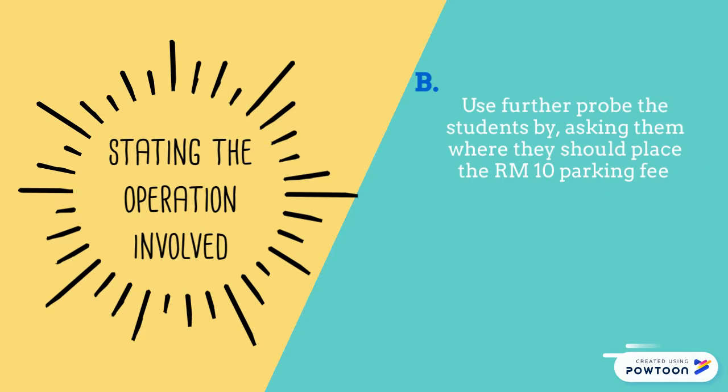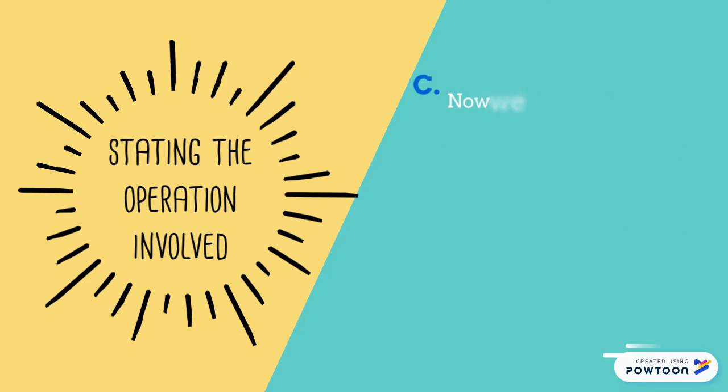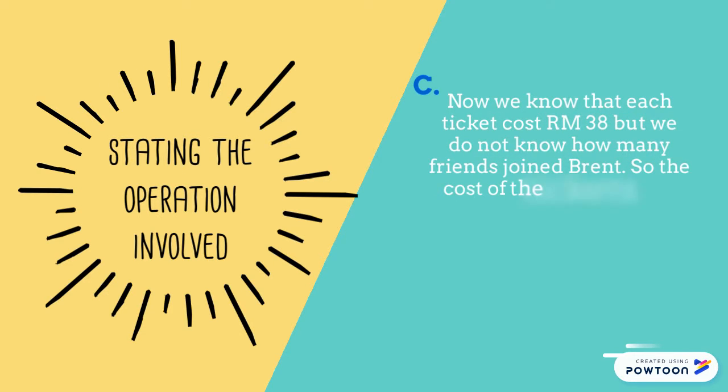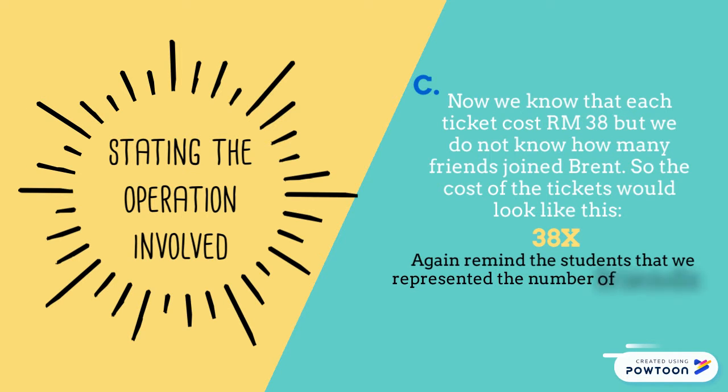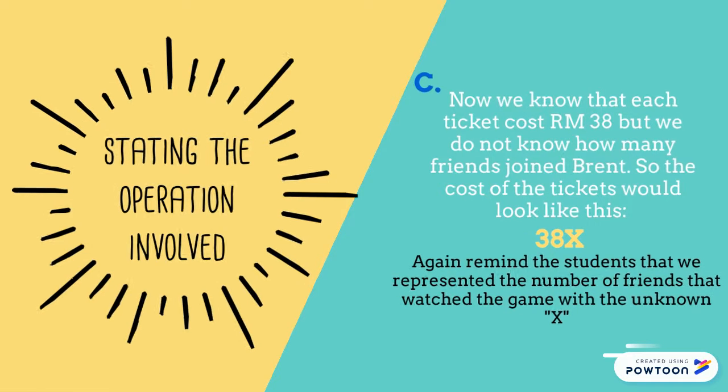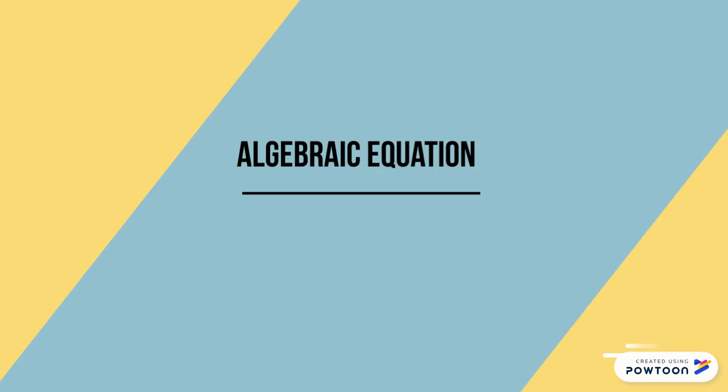parking fee. The parking rate is constant, meaning it's a fixed price, so let's fill it in. Now we know that each ticket costs 38 ringgit, but we do not know how many friends joined Brad. So the cost of tickets would look like this, 38x. Again, remind the students that we represent the number of friends that watched the game with the unknown x. So the equation now would look like this, 38x plus 10 equals 200 ringgit.